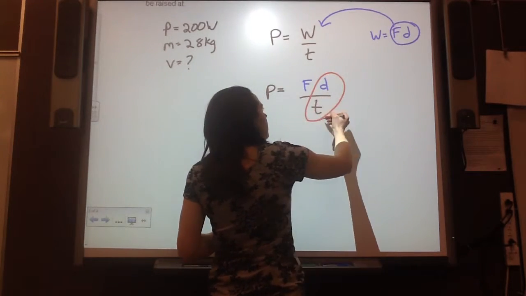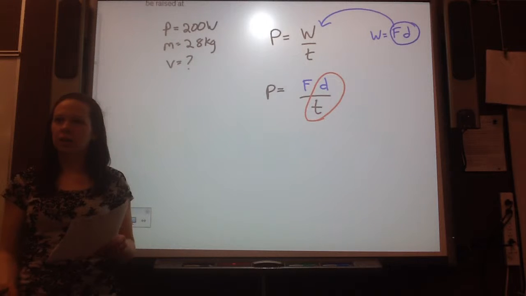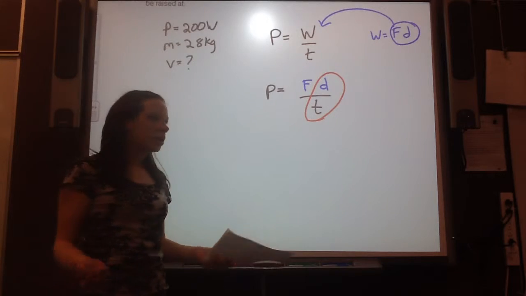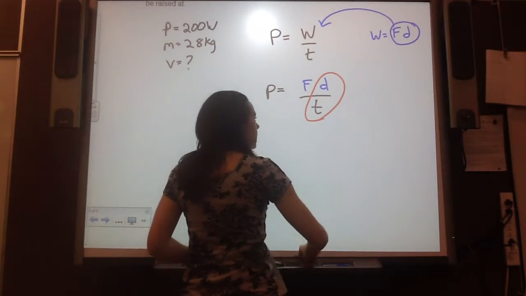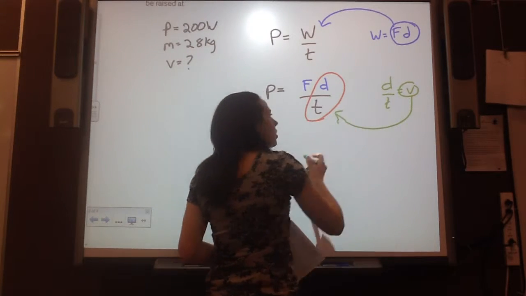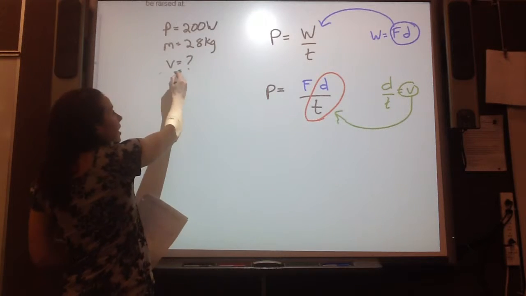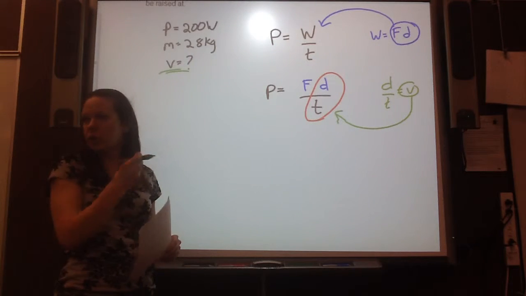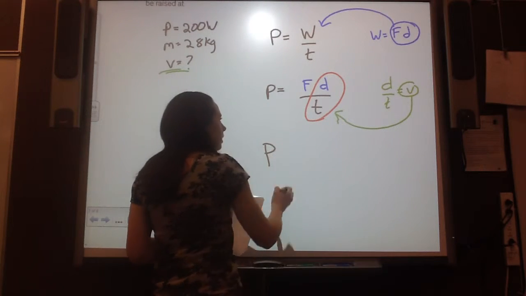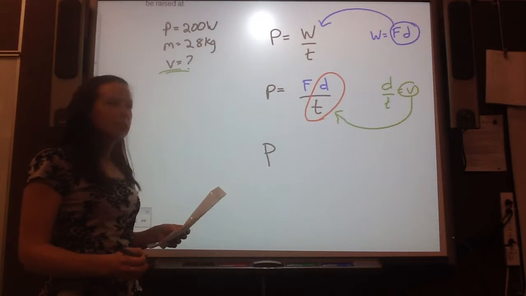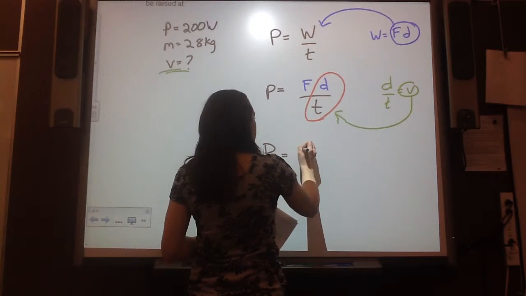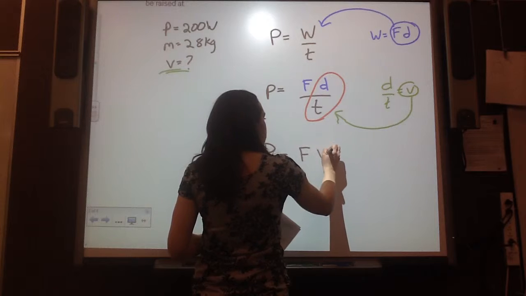This is d over t. What is that? Speed. Yeah. So d over t is really speed. Since d over t is equal to v, we can just take that v and substitute it in for that. Because we want to find v, we need a formula where v is actually in the formula. But it doesn't give you time anywhere, so how are you supposed to? Just wait. We don't need time because we're substituting in for v. So F times v.